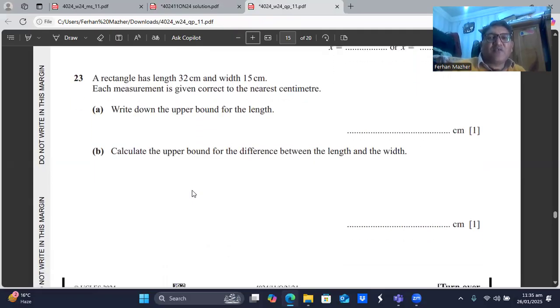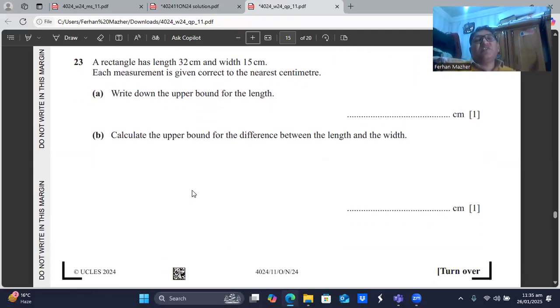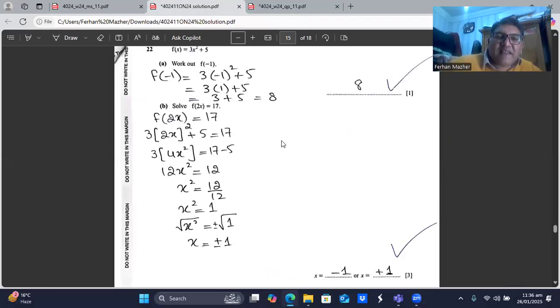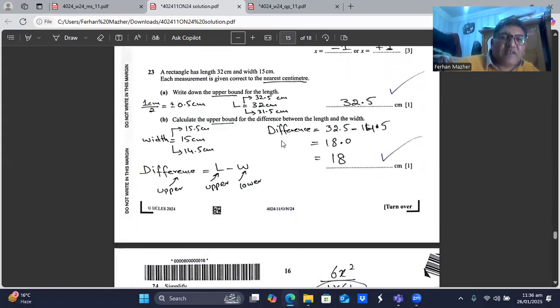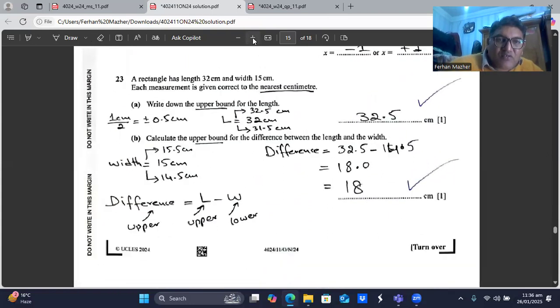Okay, the next question coming up on your screen is question number 23. It says a rectangle has a length of 32 centimeter and width of 15 centimeter. Each measurement is given correct to the nearest centimeter. Write down the upper bound for the length. Because each value is correct to the nearest centimeter, I will take 1 centimeter and divide it by 2. Whatever answer I get, I will add to the length to get the upper bound, and subtract from the length to get the lower bound.